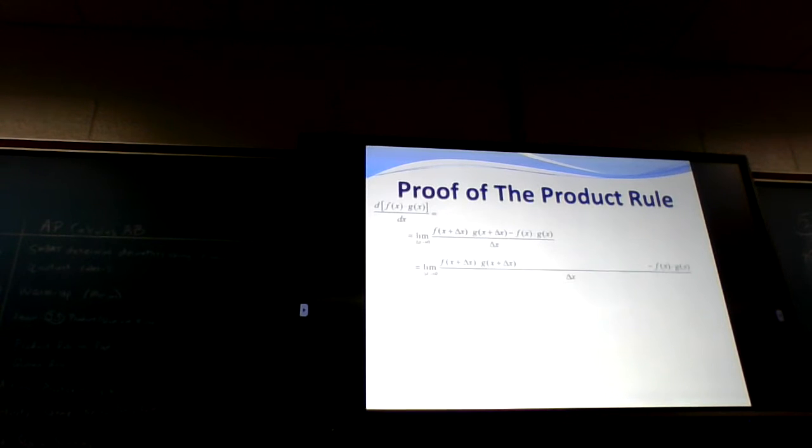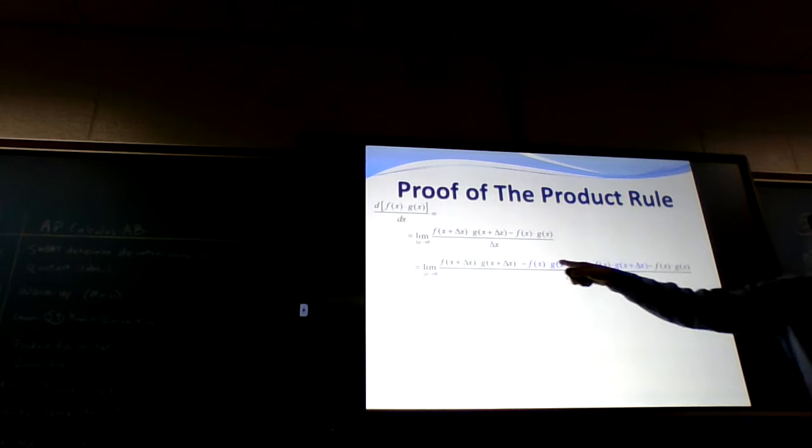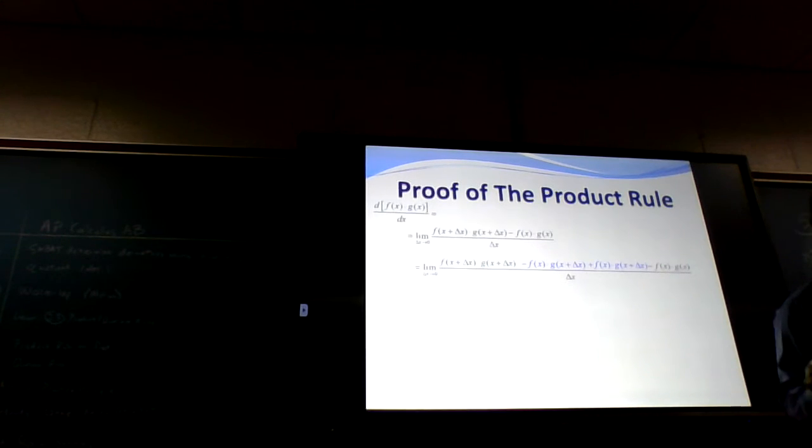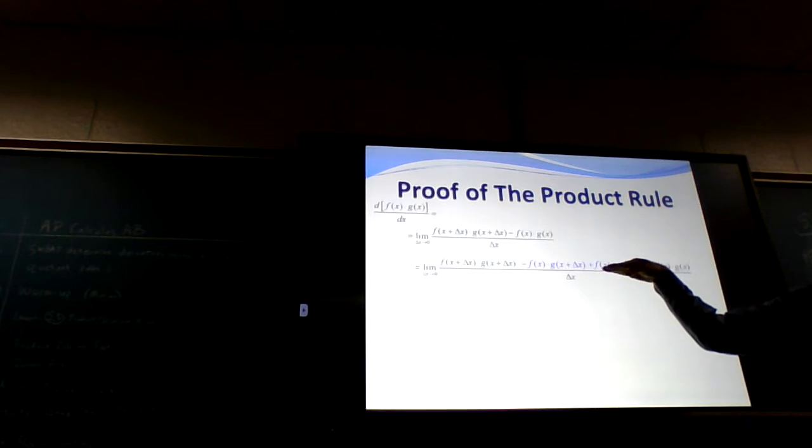Now I'm going to do a little trickery here. First of all, notice that this is exactly what we have there. But I'm going to add a couple of terms right here. I'm going to put f of x times g of x plus delta x. But if I subtract that there, guess what I have to do to make sure I don't mess up the equality? I've got to add it back. So be aware, these two blue terms add together to how much? 0, right? So this is equivalent to this, agreed?